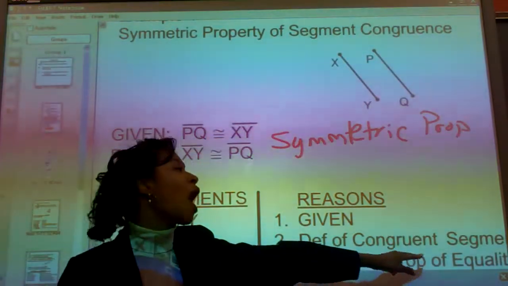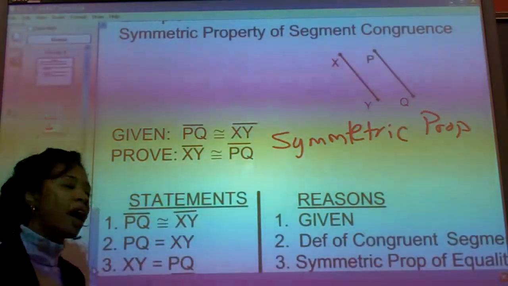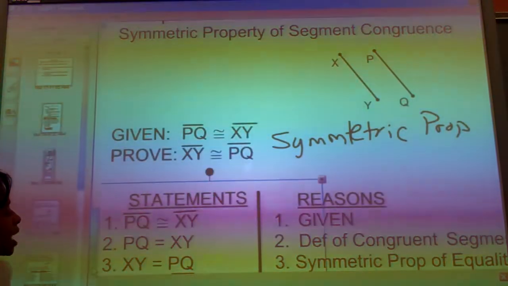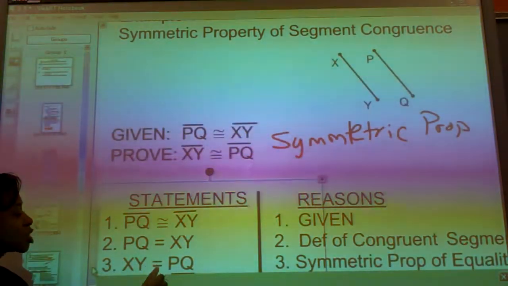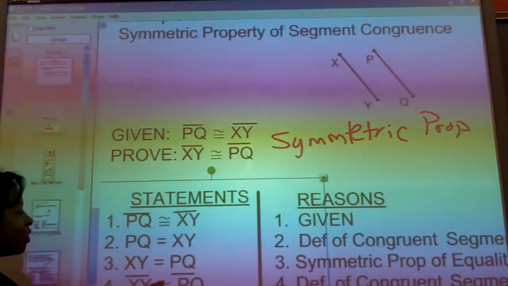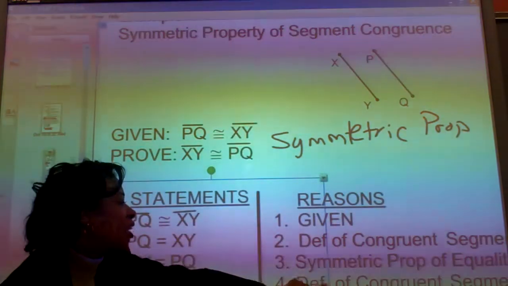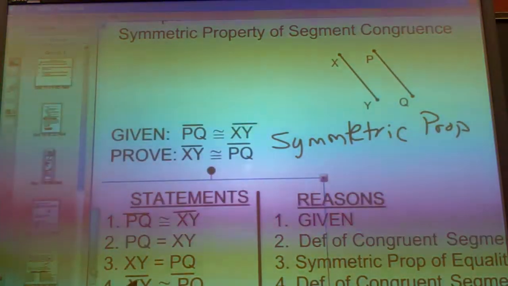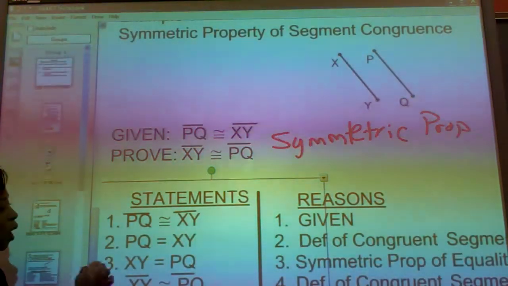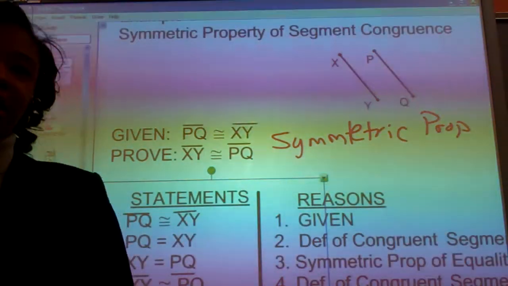Symmetric property of equality, which was back in 2-4. And I also know I can switch it one more time. I know that when segments are equal, they are also congruent. And that's true because of the definition of congruent segments. So now I prove that PQ is congruent to XY, XY is congruent to PQ by that definition.